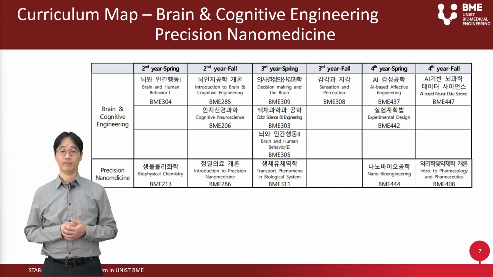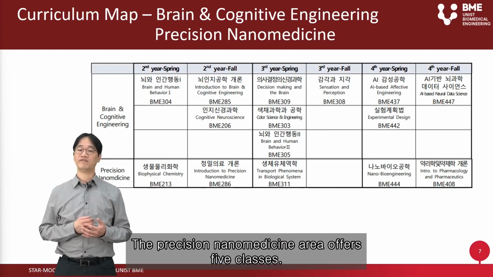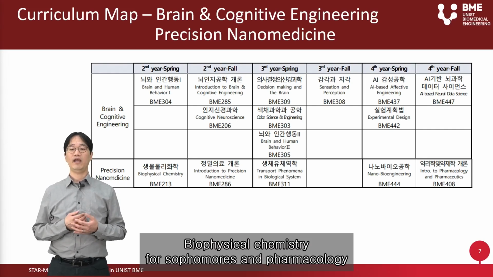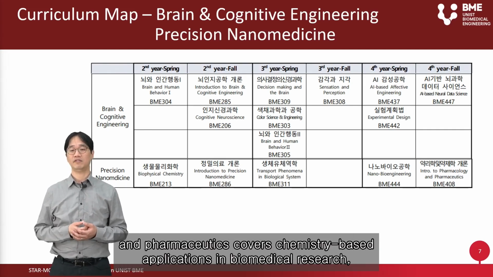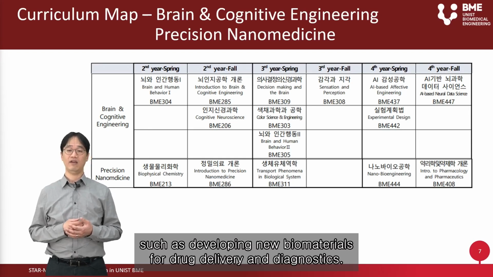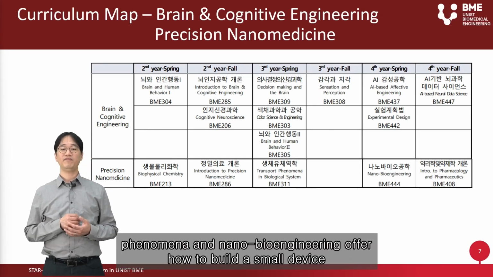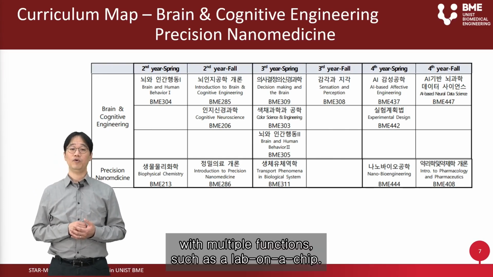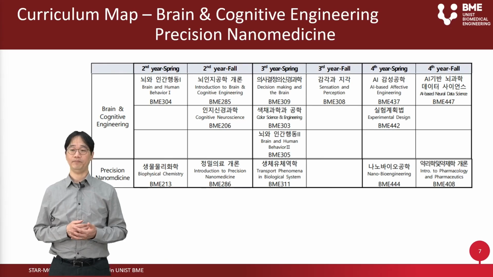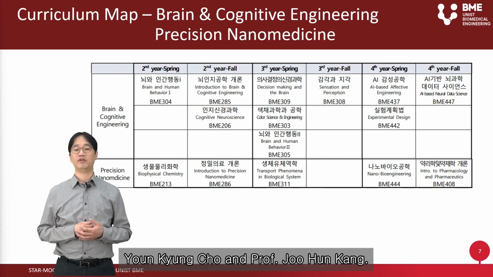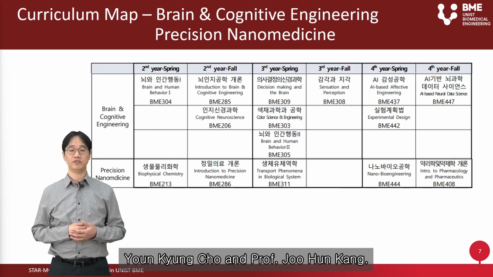engineering research. The precision nanomedicine area offers 5 classes: physical chemistry, biophysical chemistry for sophomores, and pharmacology and pharmaceutics covers chemistry-based applications in biomedical research, such as developing new biomaterials for drug delivery and diagnostics. Transport phenomena and nanobioengineering offers how to build a small device with multiple functions, such as a lab-on-a chip. You can learn about this device in the MOOC lectures by Professor Yoon-Kyung Cho and Professor Joo-Hun Kang also.